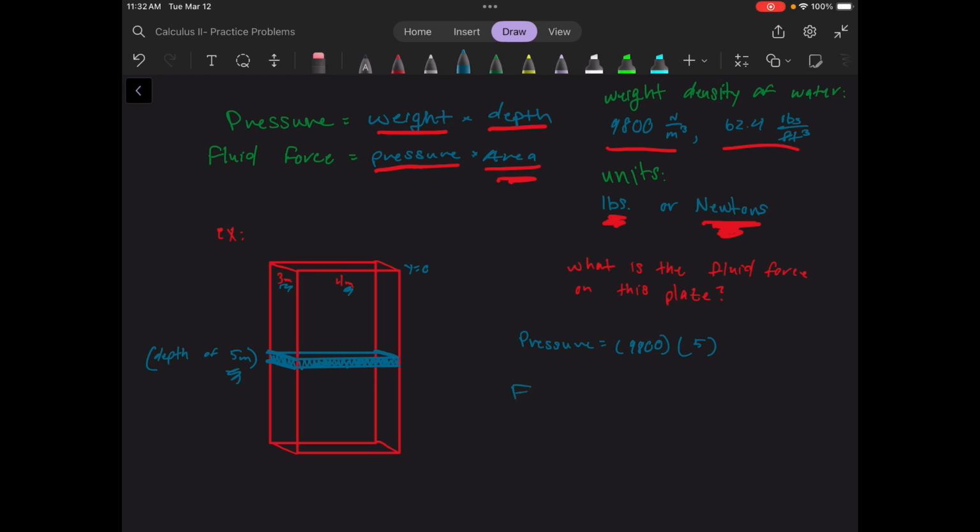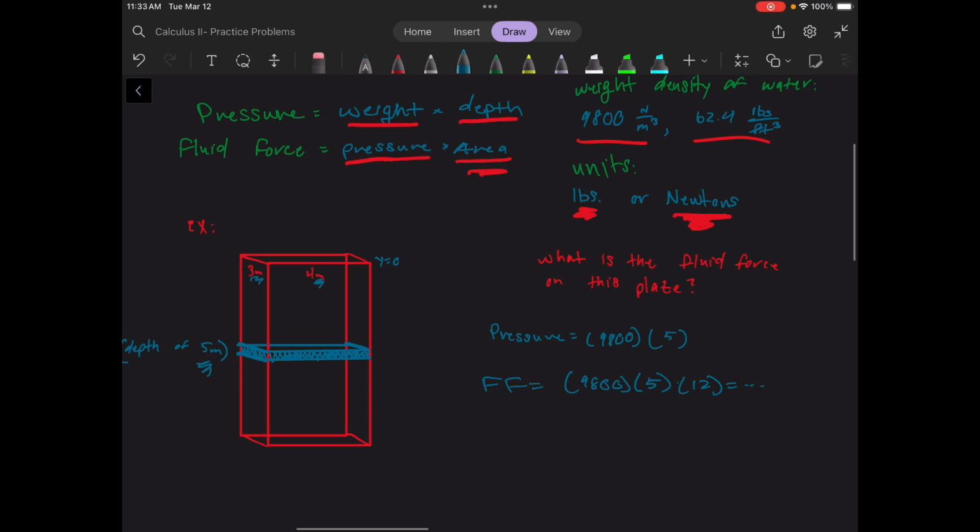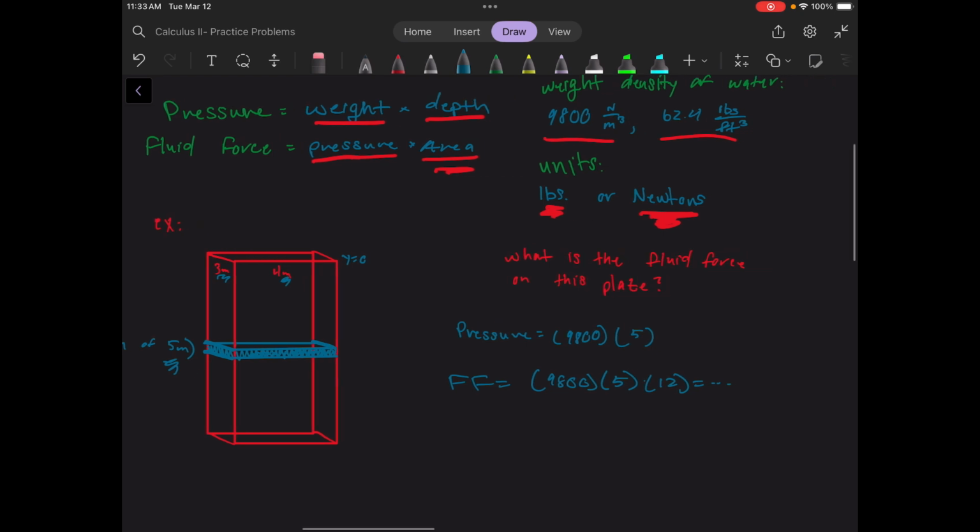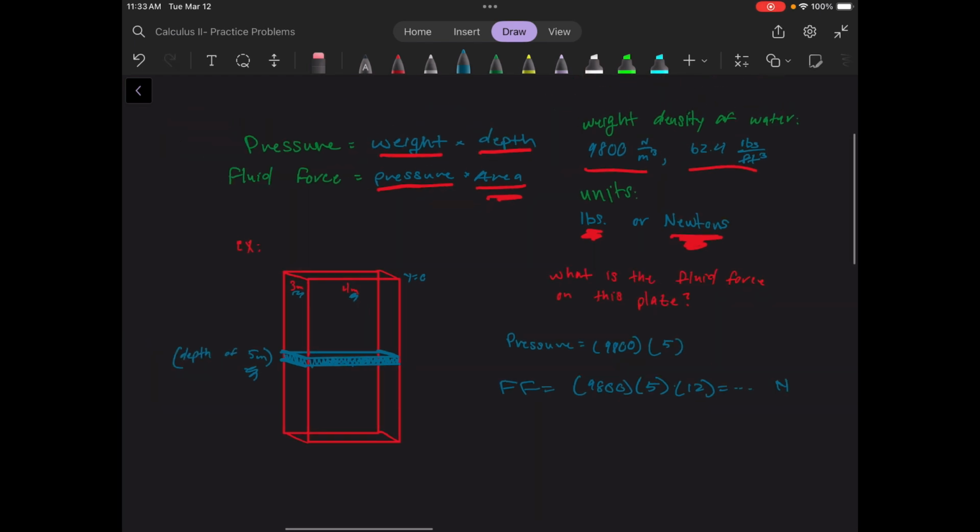And the fluid force is just pressure times area, right? So what is the area of this plate? Well, if it's 3 meters by 4 meters, we get an area of 12. So you can crank out this number. That would be the fluid force on this plate. That is 12 square meters and being submerged 5, right? And the units on that will be, since we are in the metric system, newtons. Okay, but we didn't have to do any integration or anything because this is almost like a slice itself.